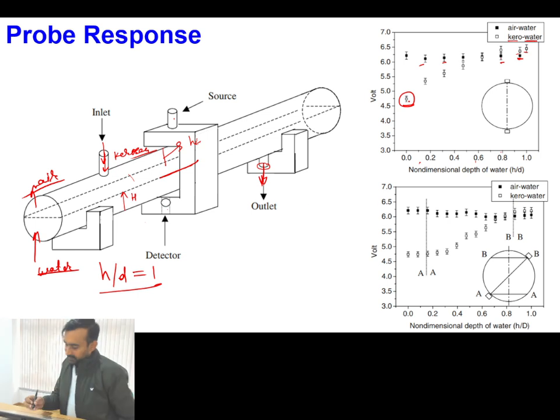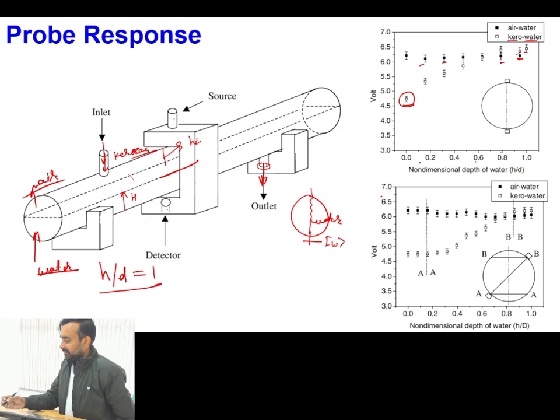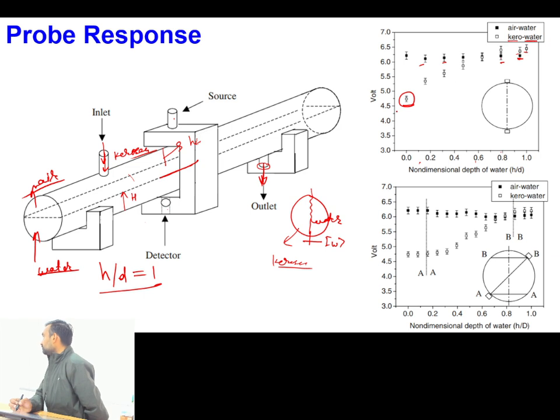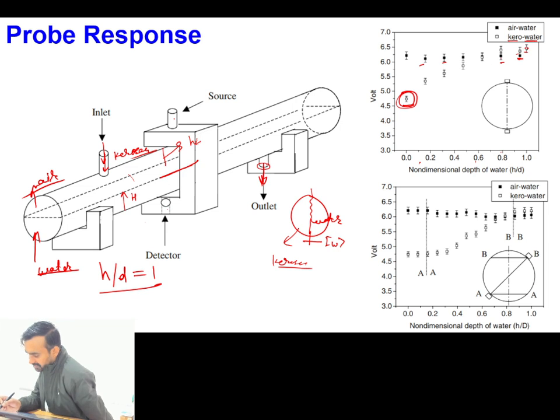It means that when light was completely passing through water, the intensity of light at this point was more and you were getting a higher value of voltage. But when the entire tube is filled with kerosene, the intensity of light is less, because the light absorbed by kerosene is more. And we get a lower value of voltage signal at the output. You can see how this nature is changing. This nature is changing something like this.